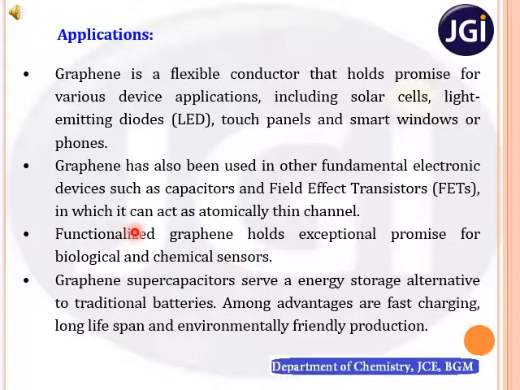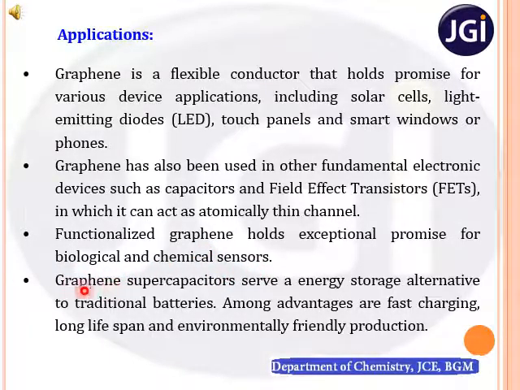Functionalized graphene means the carbon atoms in the graphene are attached with some functional groups at their edge carbon atoms so that their properties are changed, and the change in property is well utilized as a sensor in the field of biological science and chemical sciences.